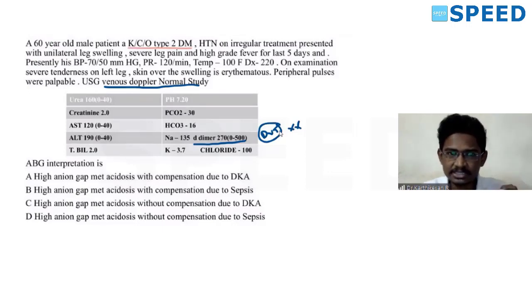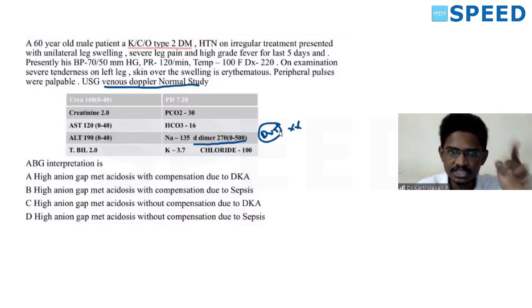And also a diabetic patient on irregular treatment is developing unilateral leg swelling. DVT is ruled out. What more possibilities are there? The patient also had high-grade fever for the last 5 days, and tenderness on palpation. So all these point towards an infectious cause here. That might be some cellulitis or necrotizing fasciitis or some abscess. All these can be differentials. But let's focus on our question.